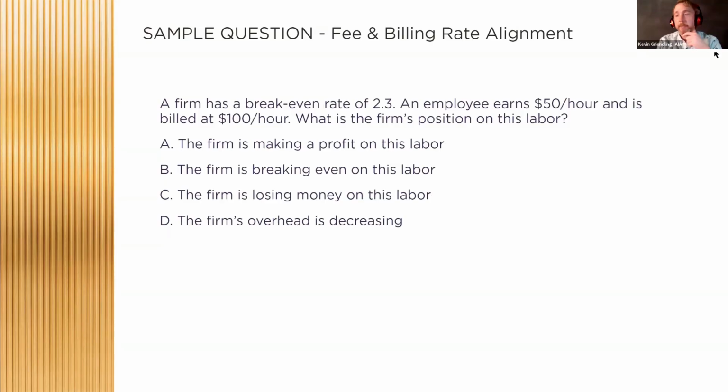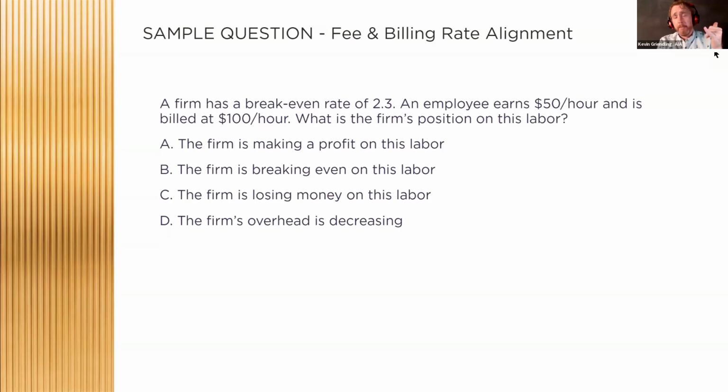You may look at fee and billing rate alignment. So if a firm has a break-even rate of 2.3, they have an employee earning $50 an hour, but they're billed out at $100 an hour. What is the firm's position on this labor? Are they making a profit? Are they breaking even? Are they losing money? Or is the overhead decreasing?